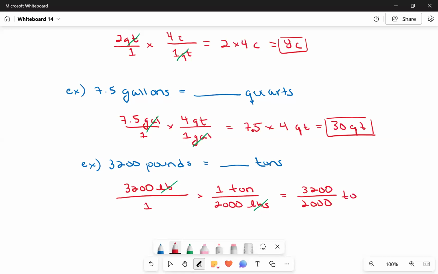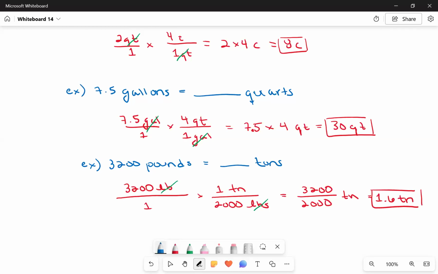is left over. Oh, actually, I just realized I didn't use the abbreviation. Let me use the abbreviation. It's good for us to practice with. So if this will let me erase, there we go. It's starting to finally cooperate. Tons. Okay, grabbing my calculator. 3,200 divided by 2,000 is 1.6 tons.